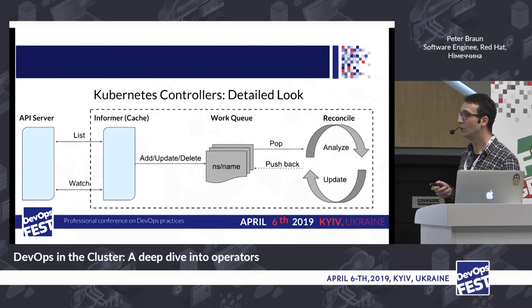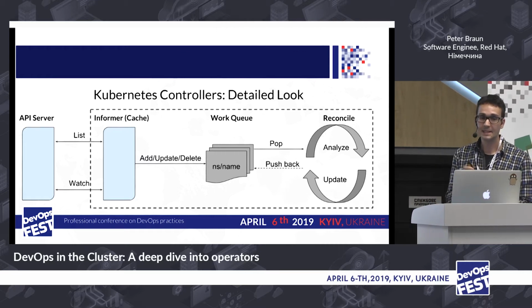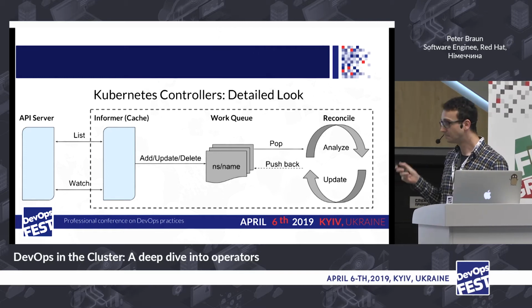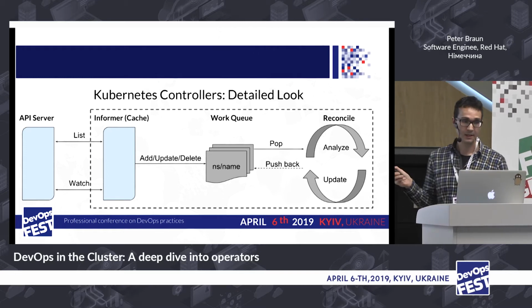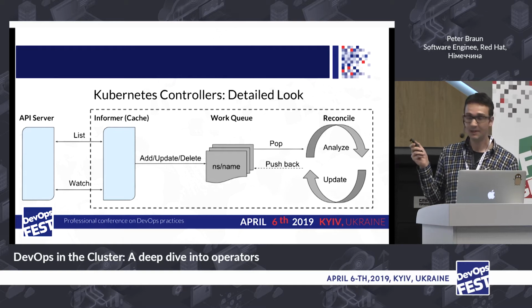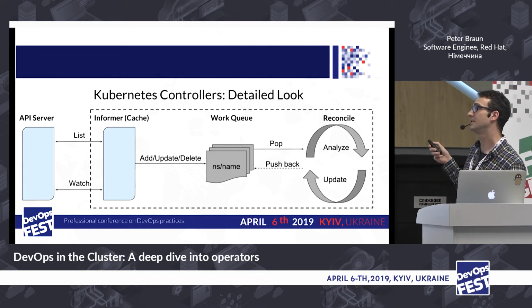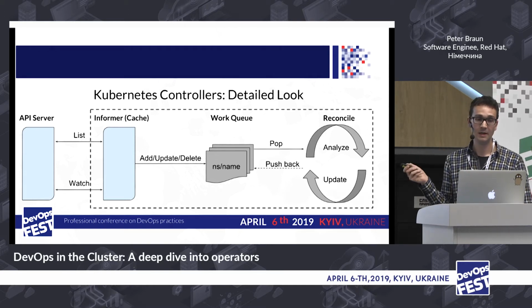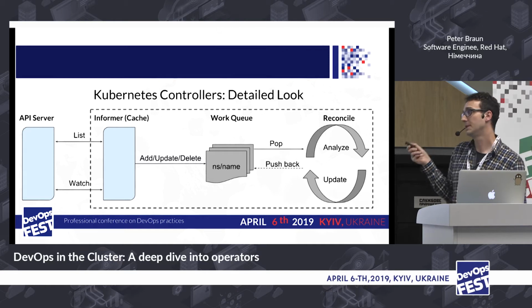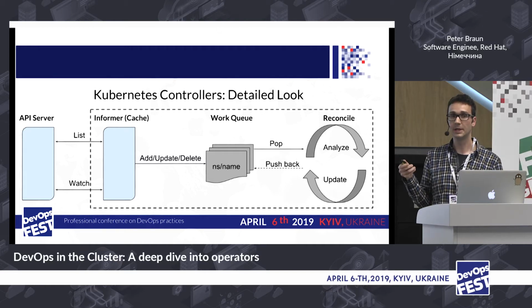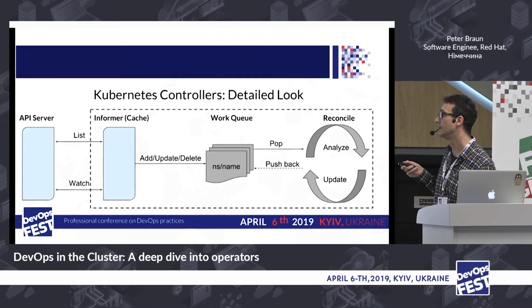Okay, so let's take a more detailed look. This is the most complicated slide that I have. It won't get worse than this. So on the very left, we have the Kubernetes API server. This is a REST API that is used to query and manipulate all Kubernetes resources.